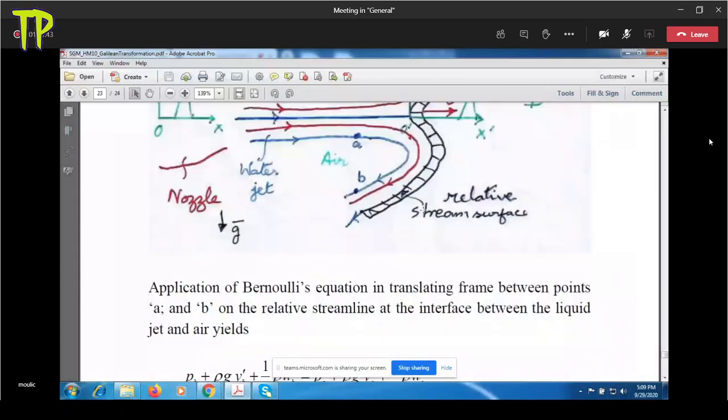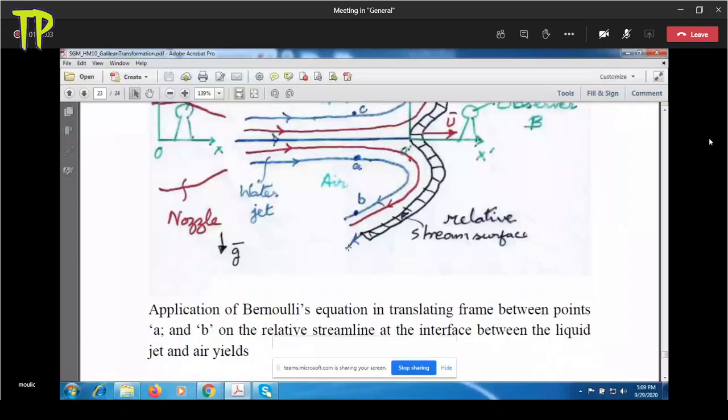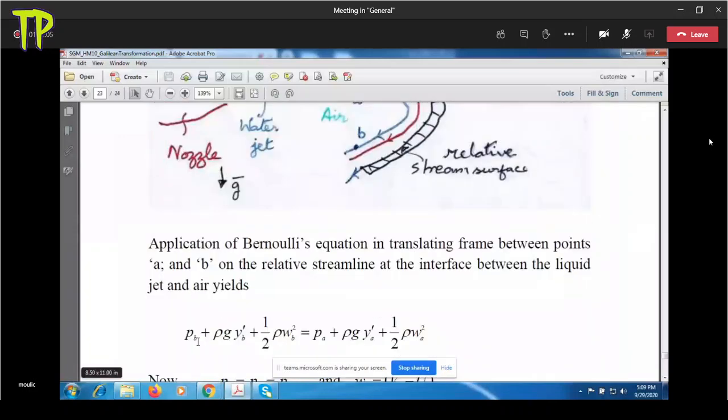Okay, so if I go back to this figure and consider a point A and a point B on this streamline, relative streamline along the free surface of the jet, or the interface between the liquid jet and the air. Then you can say that PB plus rho g YB prime plus half rho WB prime squared is equal to the same quantities here at point A.